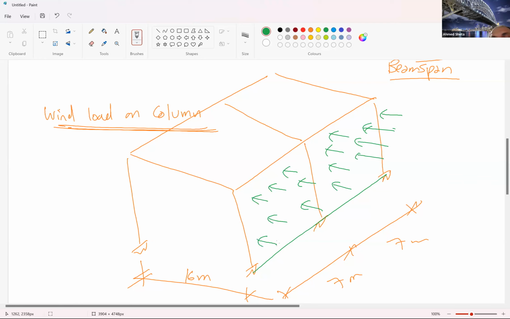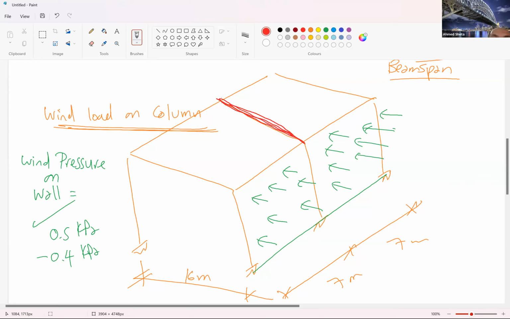Has anyone calculated the wind pressure on the wall? Yeah, I've done it on the wall. So the wind pressure on the wall will be some values, let's say 0.5 kPa and 0.4 kPa, whatever the value is. Okay. Can you calculate the wind load on the column? This is the intermediate frame, right? I did it the same and used the width of the bay spacing.